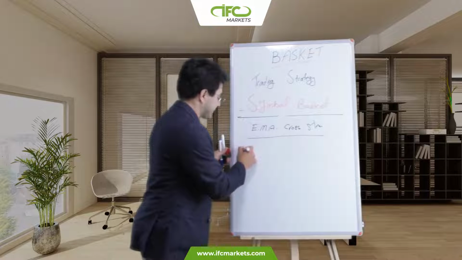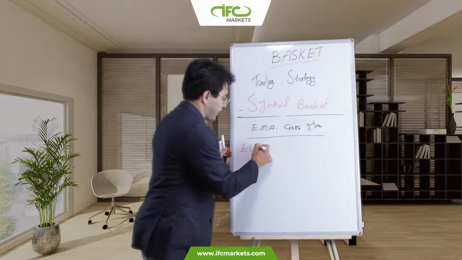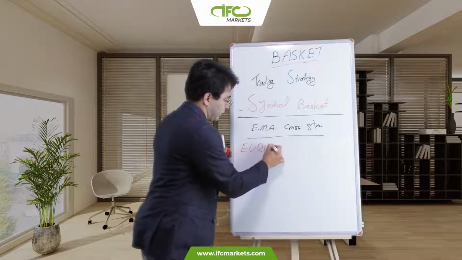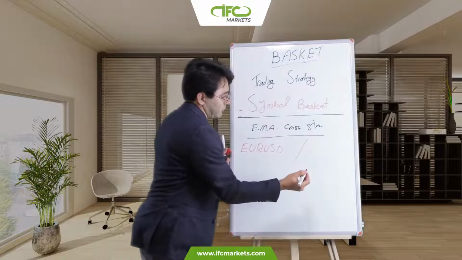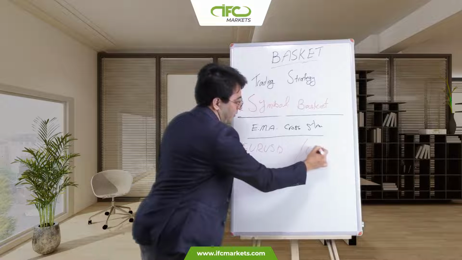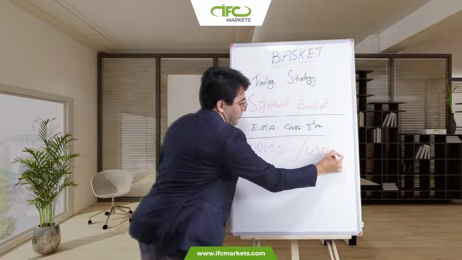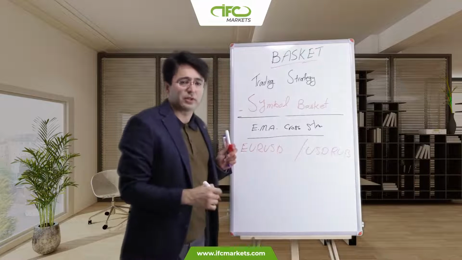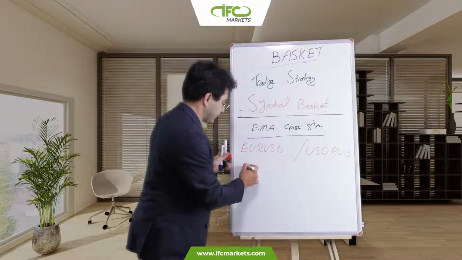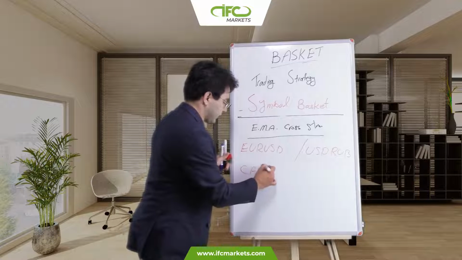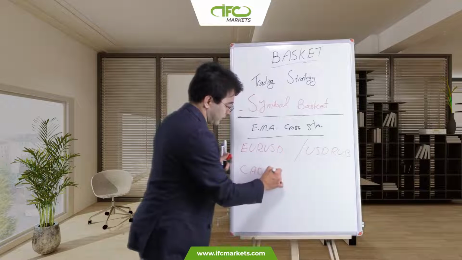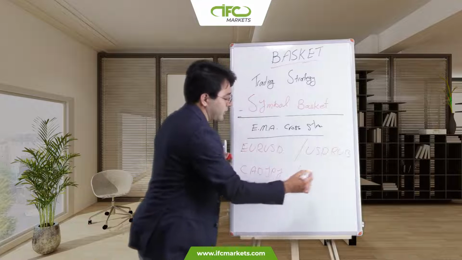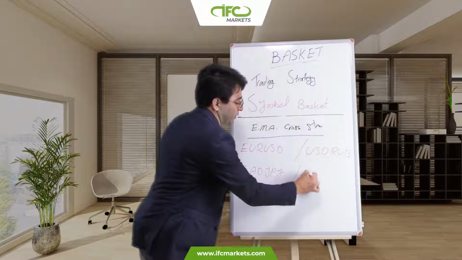For example, if you are trading in the forex market, in the FX market, this is just an example, you can find EUR USD and USD RUB. They are from different economies. Usually they do not have any correlation together. Or you can trade the CAD JPY, for example. Or you can trade AUD USD.